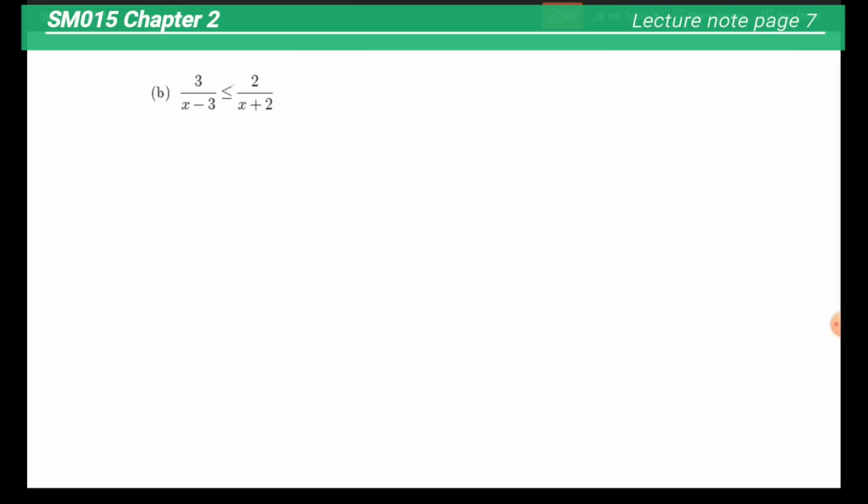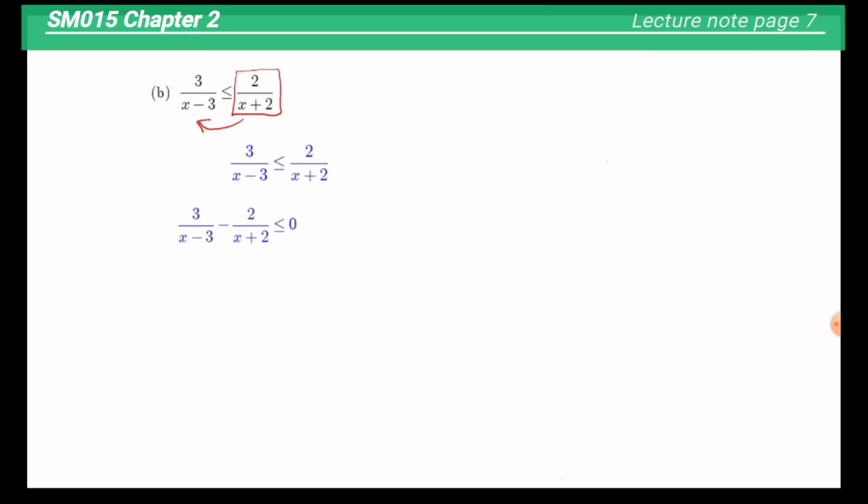First step you need to do is, from here we can see that we have the expression on our right side. So we need to move it to the left side. Now I want to move the right side fraction, which is 2 over x plus 2, to the left side. So we will have 0 on our right side. So we have here 3 over x minus 3 minus 2 over x plus 2 less than or equal to 0.